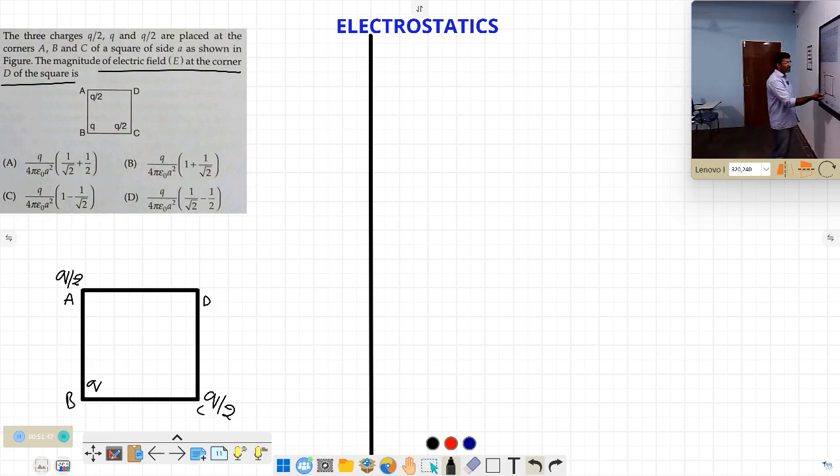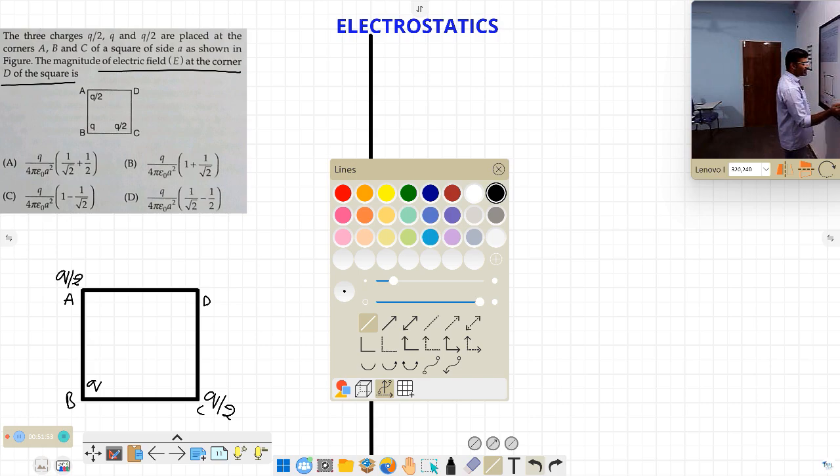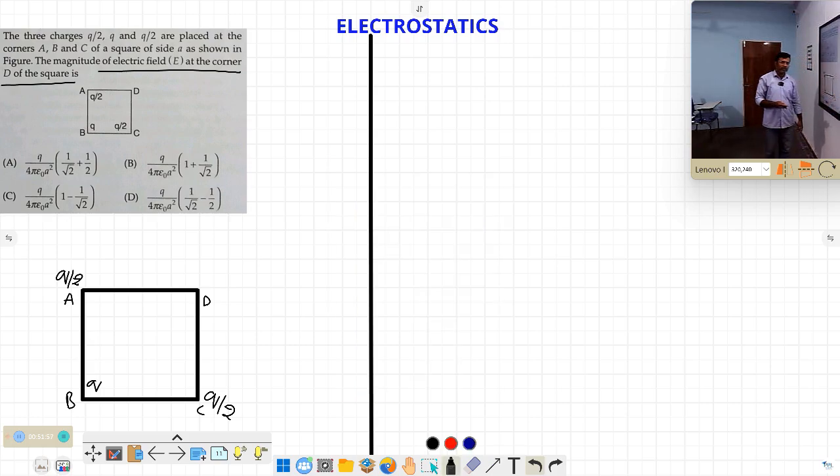To find that, I have taken the diagram here to understand clearly. Electric field intensity is a vector quantity. What direction do you have to take for the electric field intensity? In the direction of the repulsion, right? So here, imagine a test charge Q naught at point D. This Q naught will be repelled by the charge at A. A will repel this Q naught. This is the direction of the repulsion.